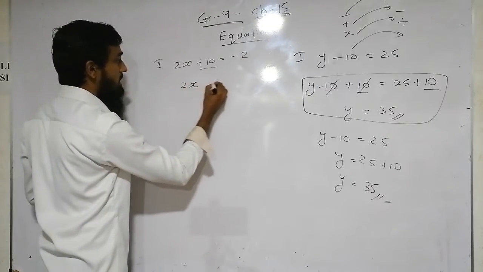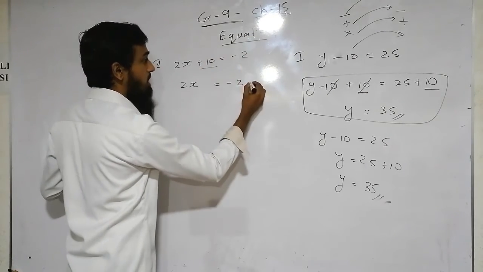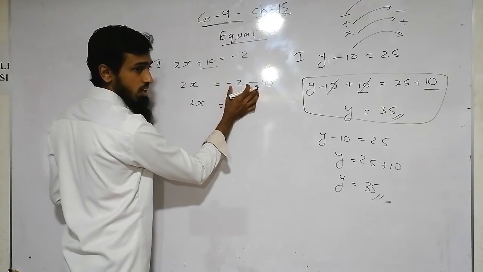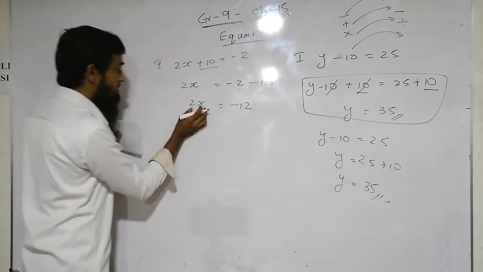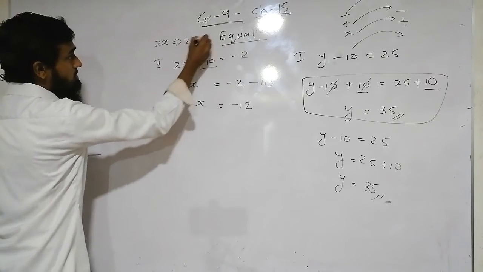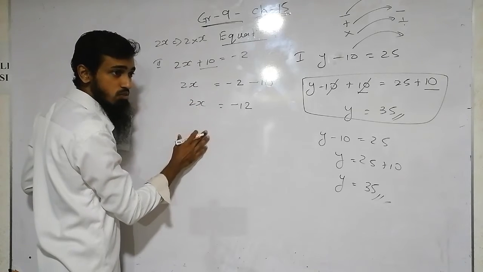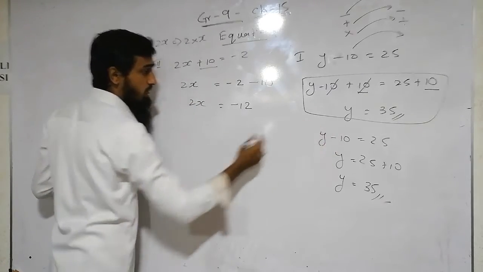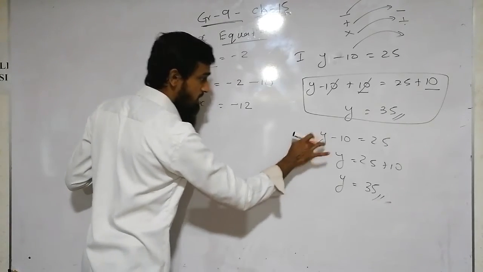So 2x stays as it is, -2 is there on the other part, and when 10 moves it becomes -10. So 2x equals, same sign, we know addition happens, so -12. Okay, here 2x means we all know 2 into x. So 2 is multiplied with the x. So we have to separate and we have to keep the algebraic term as a single value, so that the coefficient will be 1.